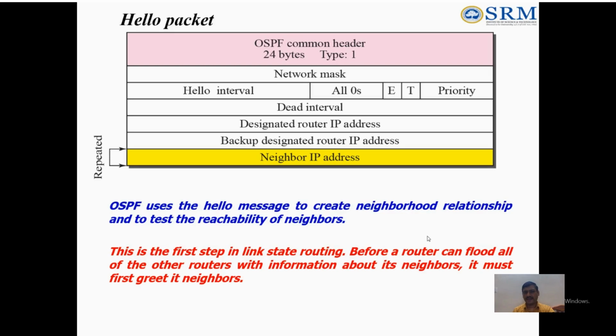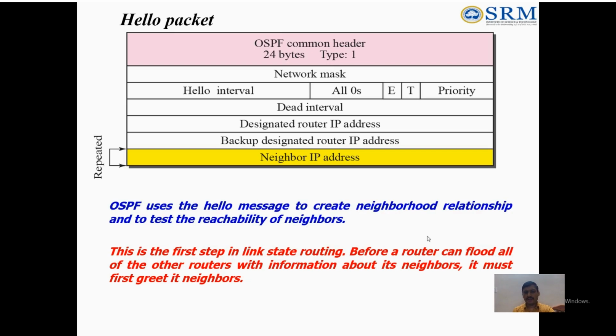The network mask, it has a hello interval, E flag, priority, dead interval, designated router IP address, backup designated router IP address, and neighbor IP address. So this is the information that will be available in the hello packet. OSPF uses the hello message to create a neighborhood relationship and to test the reachability of neighbors.